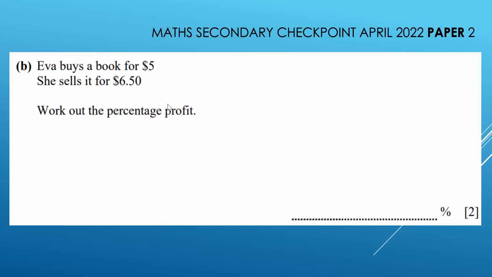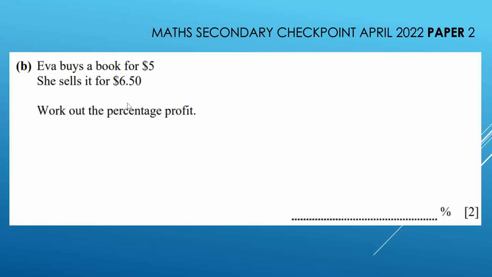Question 3b. Eva buys a book for $5. She sells it for $6.50. Work out the percentage profit. 10 seconds. 10, 9, 8, 7, 6, 4, 3, 2, 1, 0.